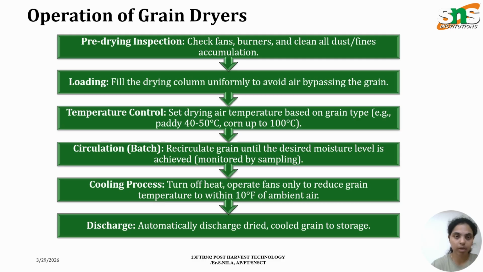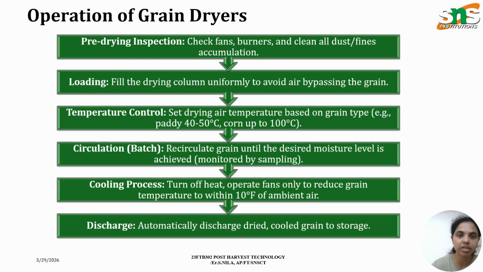So the next one is operation. First they perform a pre-drying inspection to check the fans and burners and clean all the dust and fine accumulations to prevent fire risks. During loading, they fill the drying column uniformly so that hot air passes through the entire grain mass without bypassing. And we have temperature control: 40 to 55 degrees Celsius for paddy, while corn may tolerate up to 100 degrees Celsius.